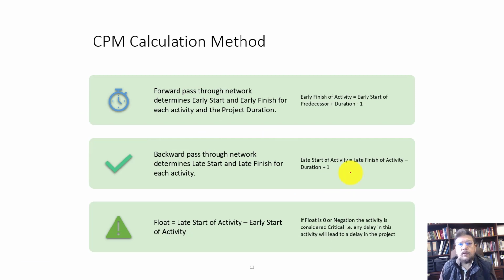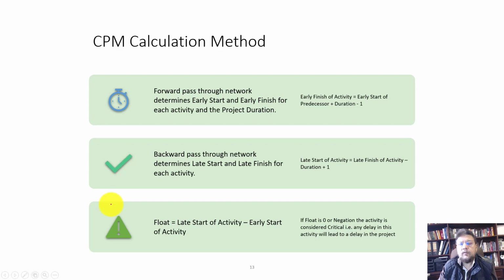So just to summarize what we've discussed in this lecture, there are 3 steps that you do in a network calculation. The first step is to do a forward pass. In a forward pass, you start with the start milestone. You then calculate the early start and the early finish for all the activities in the network. Next, you do a backward pass. In a backward pass, you start with the finish date, early finish, and then you work backwards and calculate the late finish and the late start dates.